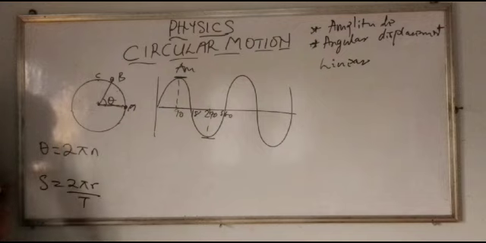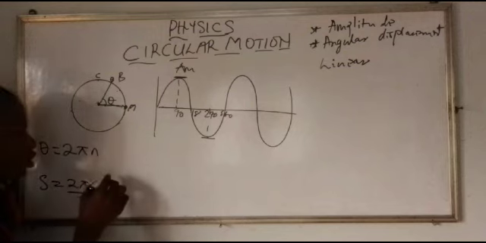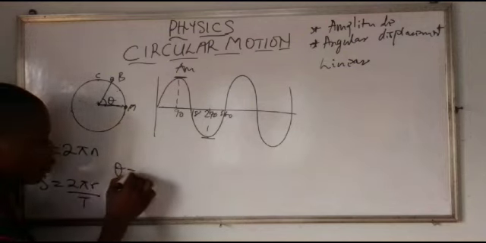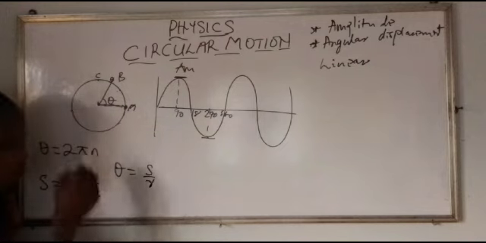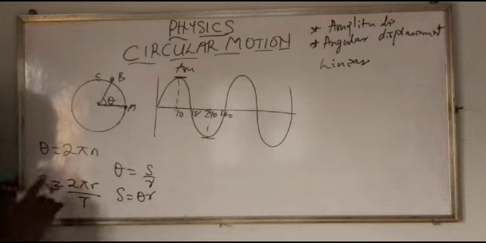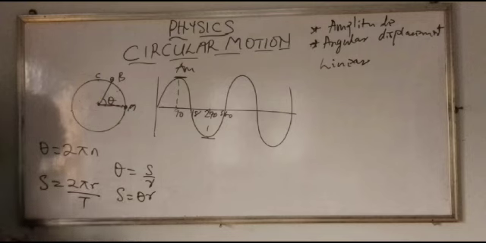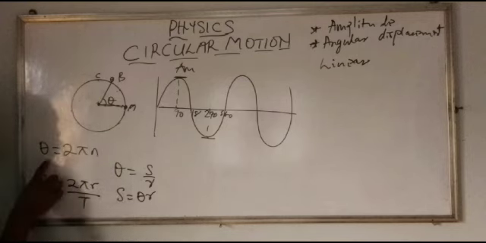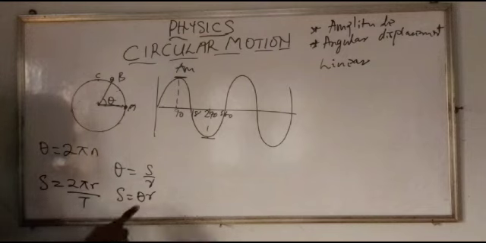There's a formula that shows the relationship between the angular displacement and the linear displacement. What is that formula? The formula is theta equals s over r. When we cross multiply, we have s equal to theta times r. Please take note of that. So the first formula you need to know in circular motion is theta equals 2 pi n or s equals 2 pi r over t. The formula that connects the angular displacement and the linear displacement is s equals r theta. That is the first thing you need to know.